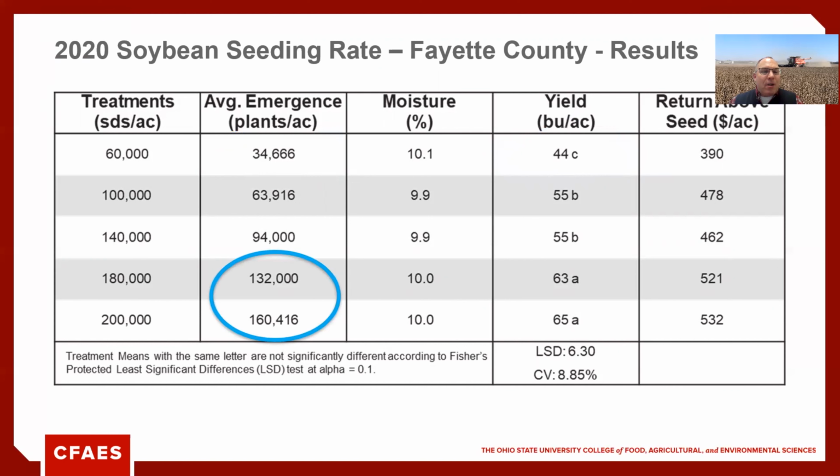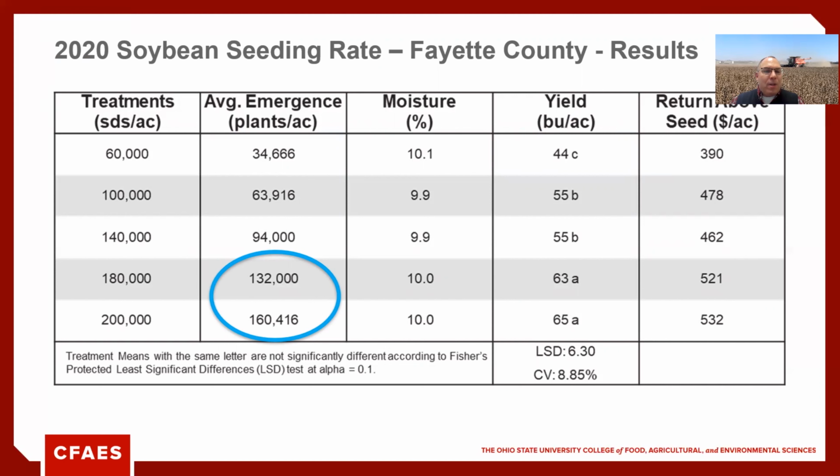But as you look at our seeding rates here at 132,000 to 160,000, and compare that to some of the other research projects in the eFields book for 2020, there are a lot whose highest returns above seed costs were around that 130 to 160,000 seeds per acre. As you can see in our project, even though we were shooting for 180 to 200,000, I'd look at the actual plants that emerged. So that's what we were dealing with.